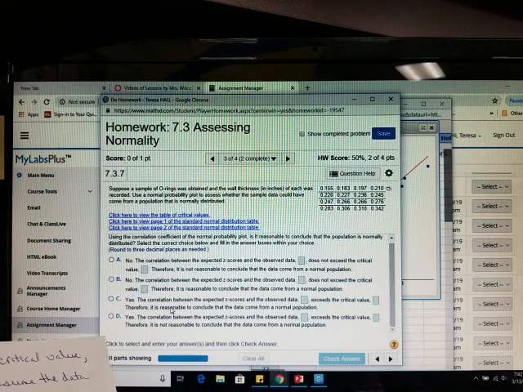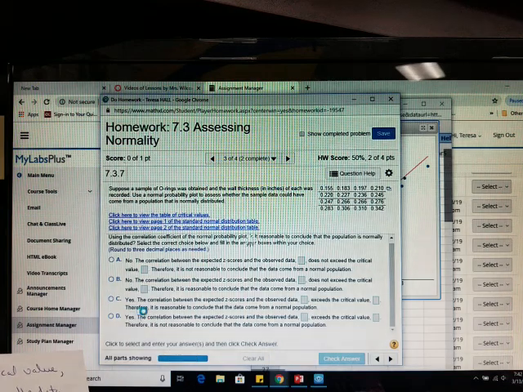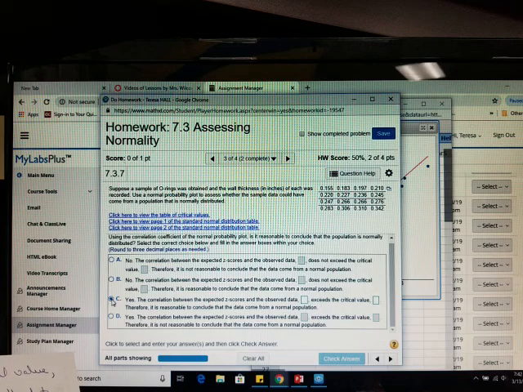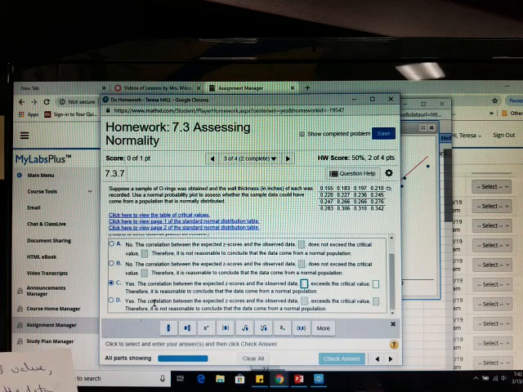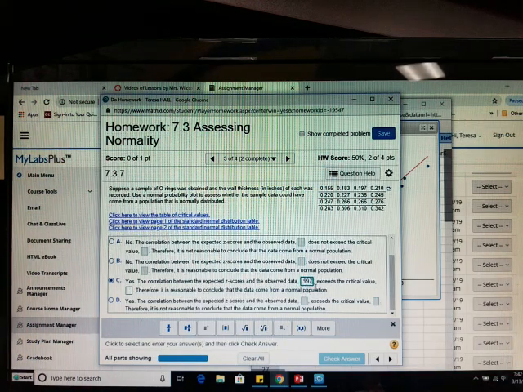C says the correlation between the expected z-score and observed exceeds the critical value. So far, they both say the same thing. Then the second sentence says, therefore it is reasonable to conclude the data comes from a normal population. And if you look at D, it says, therefore it's not reasonable to conclude it comes from a normal population. So I do need to choose answer C. The first one here is about the correlation, the correlation we got from the graph of 0.997. The next one that says exceeds the critical value came from the table of 0.941.